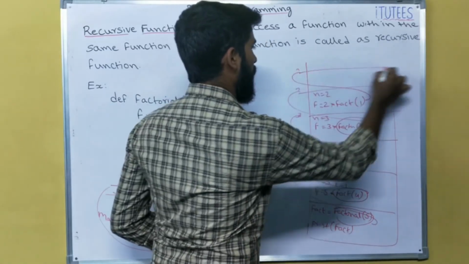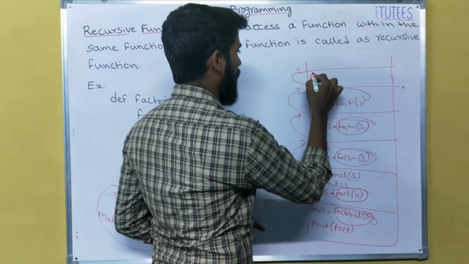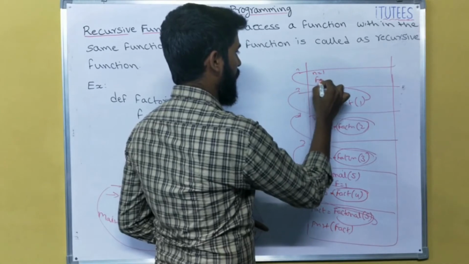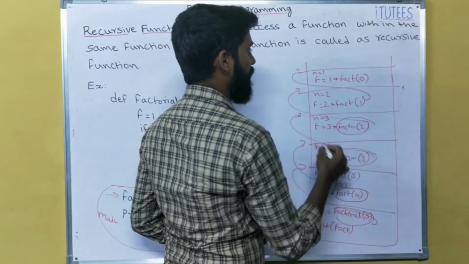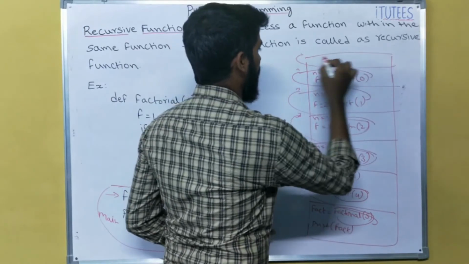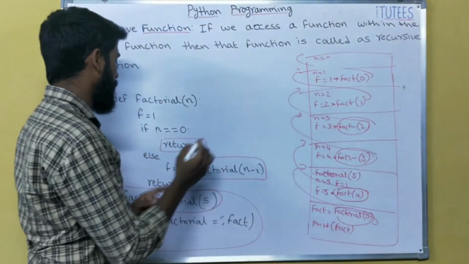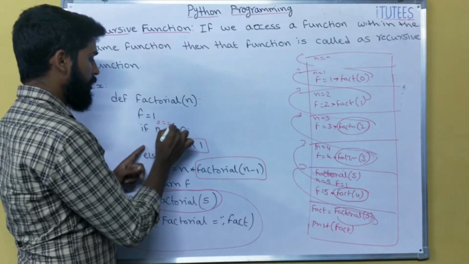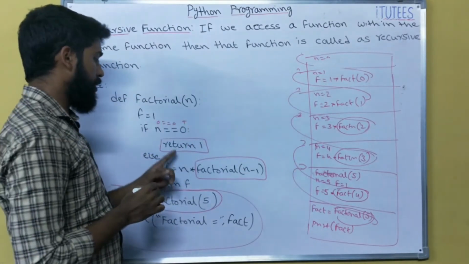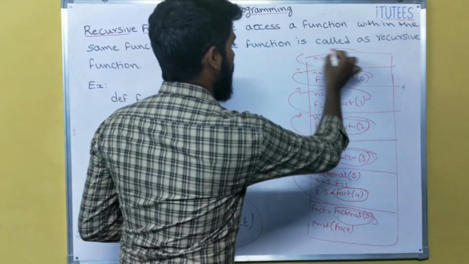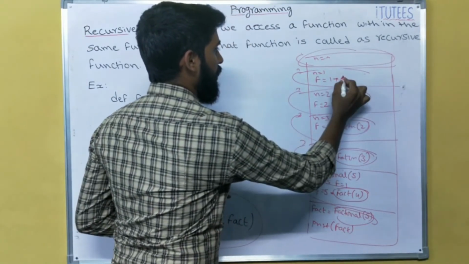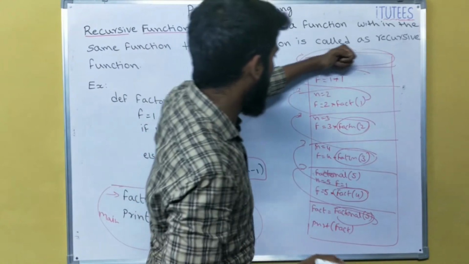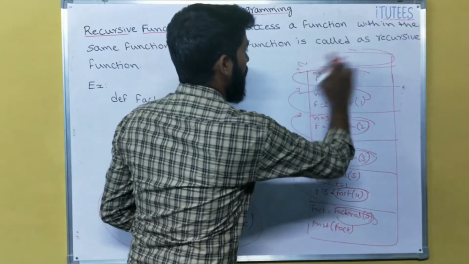We don't know, so again a function call occurs. N equals 1, f equals 1 into fact of 0. Again a function call occurs. N equals 0, and 0 equals 0 is true, so return 1. That means this entire function returns 1, and now this memory is deallocated.